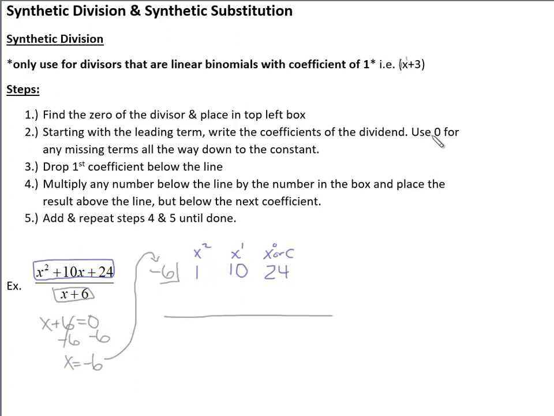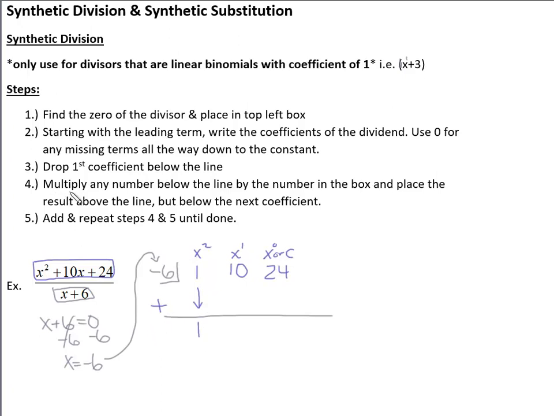At the end here it says use 0 for any missing terms all the way down to the constant. So if we had an x squared term and a constant but no x to the first, we would just plug in a 0. That's important, because we need a placeholder for everything from our highest degree all the way to the constant. Okay, so here's our setup. I'm going to put a little plus sign here because eventually we are going to add the numbers above our line. The first step to get us going is we drop the first coefficient down below the line. So we drop down our 1.